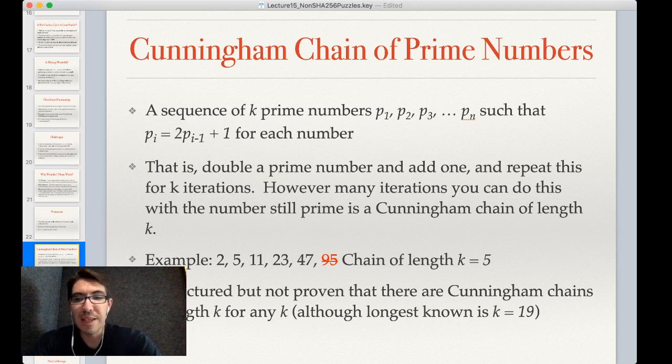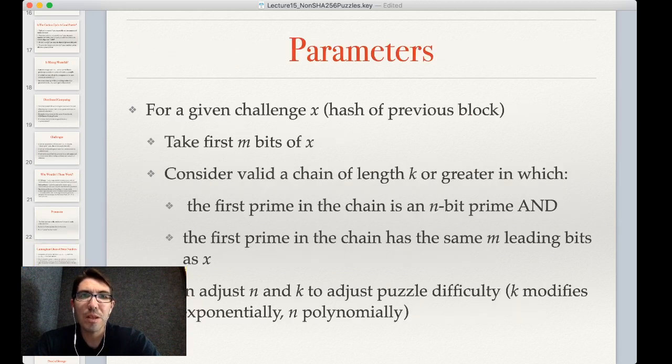So there are a lot of these. This is useful work, and we actually can go through it. So how we can do this is get the hash of the previous block, take the first m bits, and we consider valid a chain of length k or greater. So we set this k.